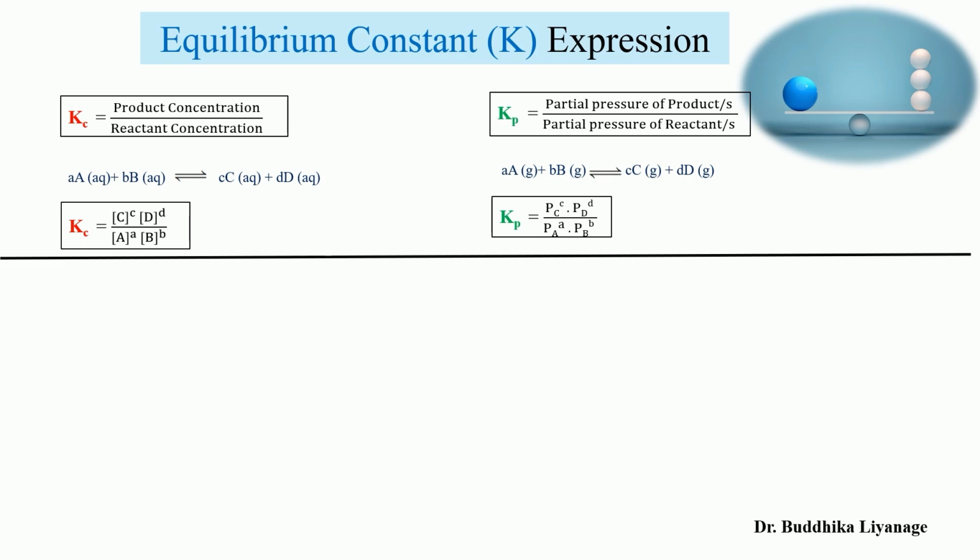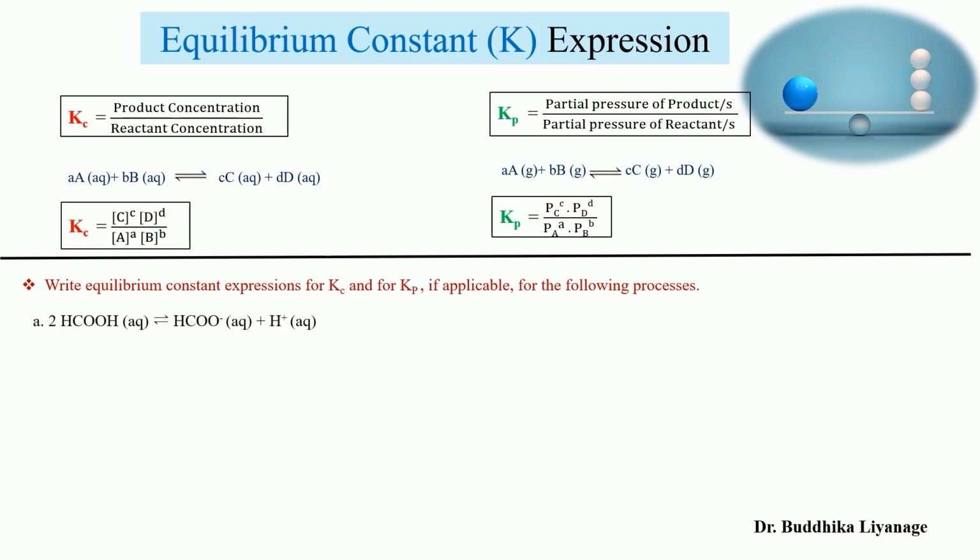Now using this Kc and Kp, let's try to solve an example. Write the equilibrium constant expression for Kc and Kp, if applicable, for the following processes. First reaction: 2 moles of methanoic acid, or another name is formic acid, is in equilibrium with formate plus H plus ions. For this reaction, you can see all three species are in aqueous phase.